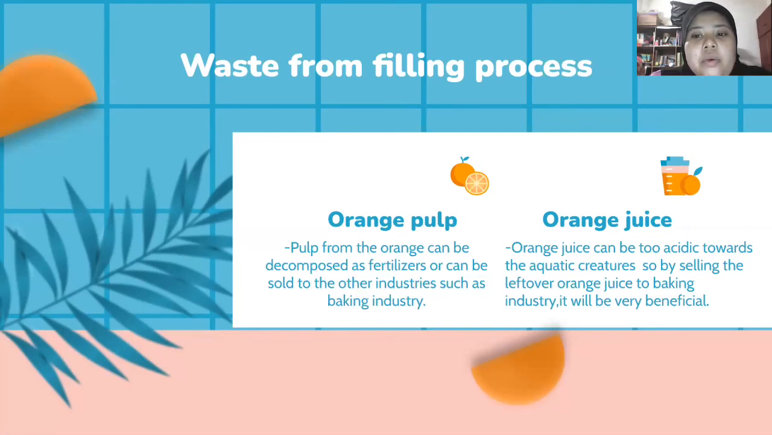Okay, next I will explain about orange juice. Orange juice can be too acidic for aquatic creatures. So by selling the leftover orange juice to the baking industry, it will be very beneficial. So how does the baking industry use the orange juice? They can make a cake or any other pastries made from orange.